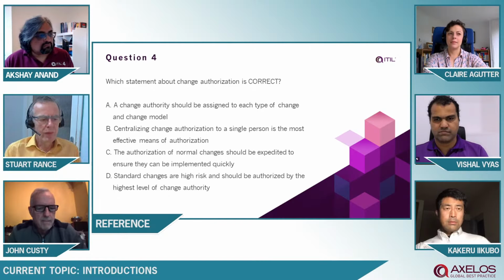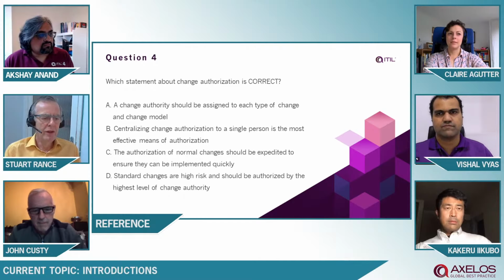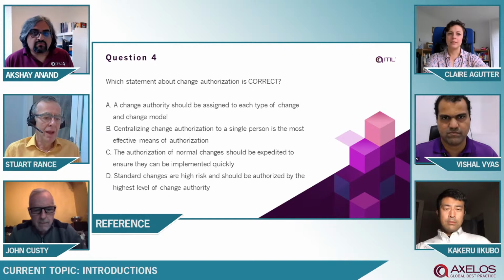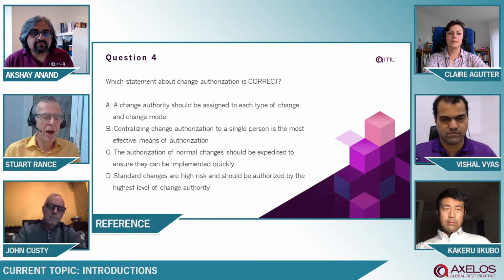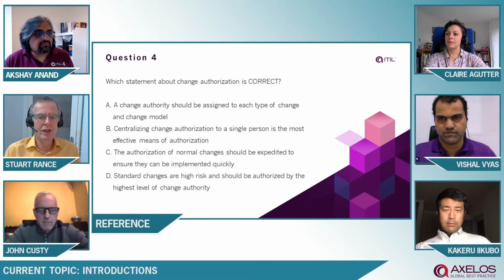So C, the authorization of normal changes should be expedited to ensure they can be implemented quickly. Well, I guess you should expedite normal changes to ensure. So that's a possible right answer. But I happen to remember that this phrase is used in a description of a standard change within the book, that it says standard changes should be expedited. But nonetheless, it is a possible right answer. You certainly don't want to slow changes down, do you?